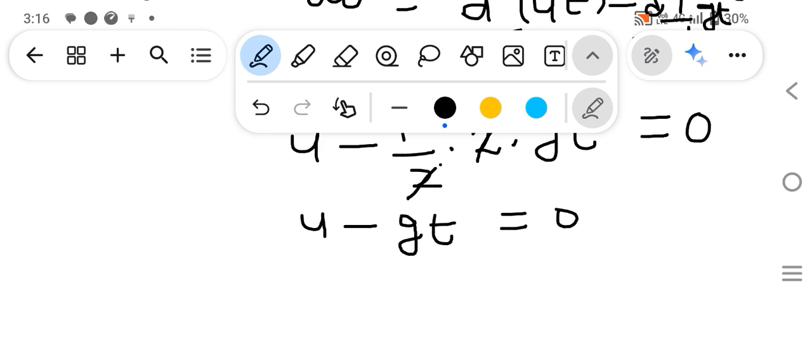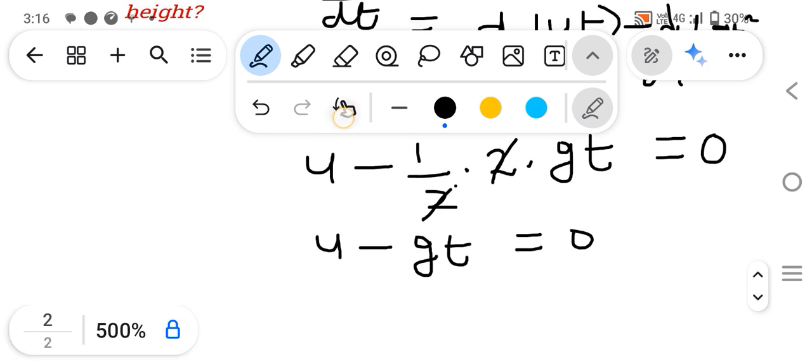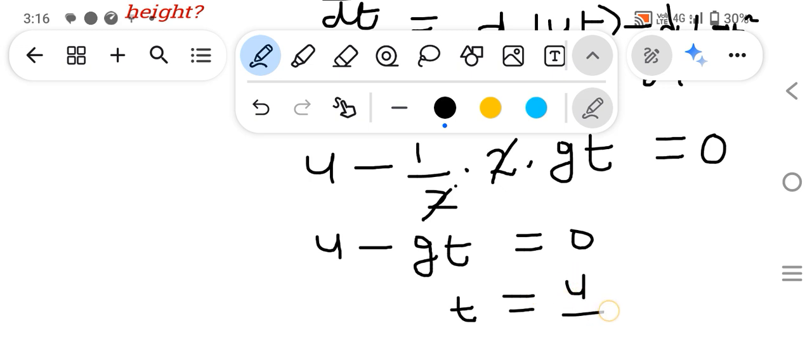Here we need to find t. We need to find t. t equal to u by g. At time t, which is equal to u by g, is the time at which height is maximum. This problem is over.